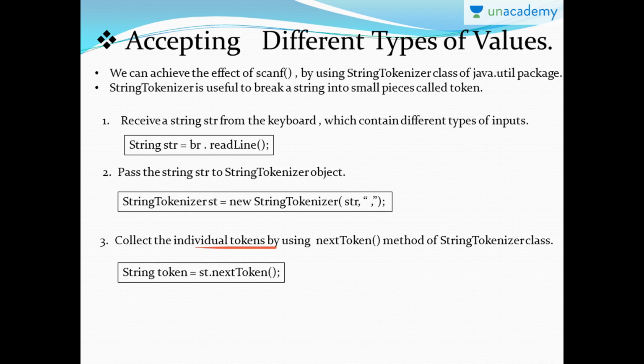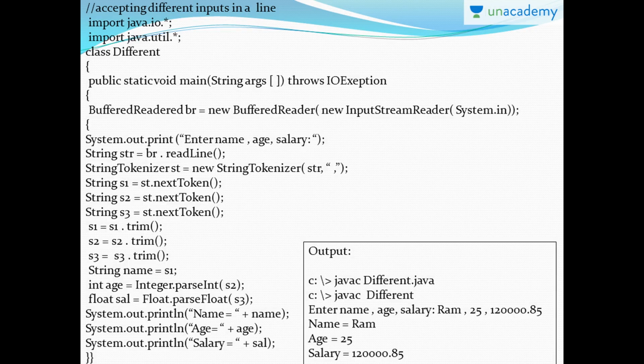Then when you take these individual tokens using nextToken, we write String token is equal to st.nextToken. The str variable is from whatever you get here, and whatever the st variable holds comes here. All right, and that can be stored using nextToken.